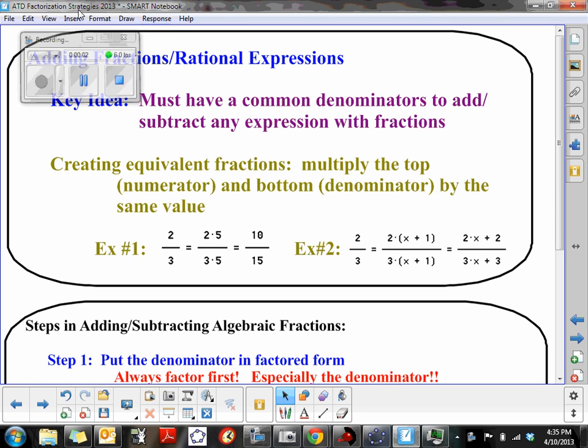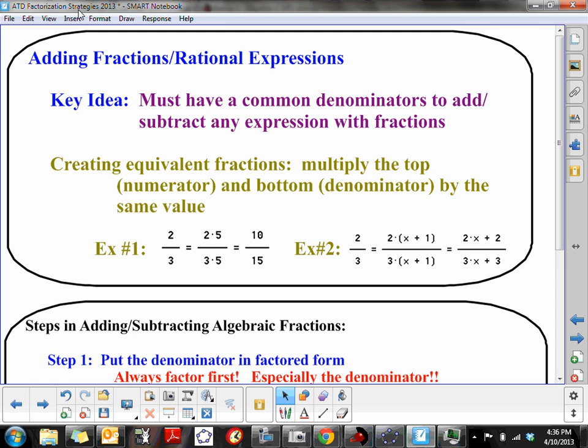Today's lesson is to review and extend your concept of adding fractions. These fractions are going to turn into rational expressions, so we need to make sure that we can extend what we know about adding fractions into algebraic fractions, and I'll refer to those as rational expressions. The key idea is you must have a common denominator to add or subtract any expression with fractions.